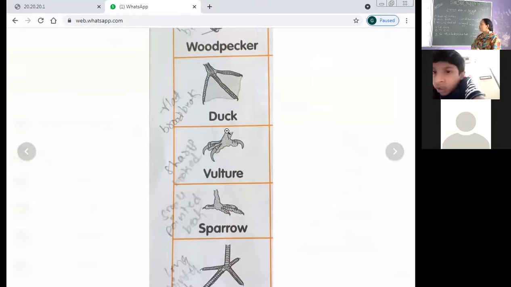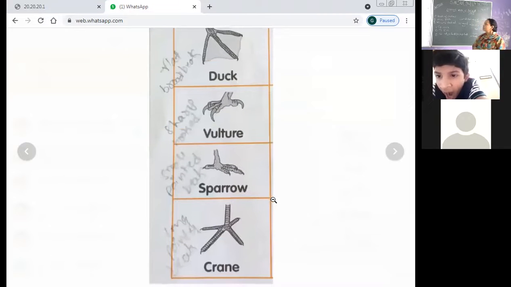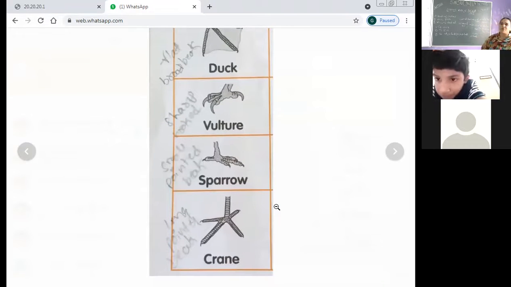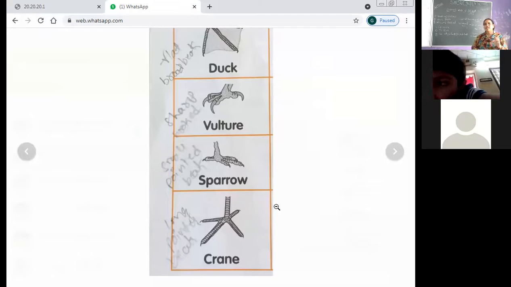Next comes the sparrow. The sparrow has four toes, three in front and a smaller one at the back, and they are very small and somewhat curved. These toes and claws help the sparrow tightly hold the branches, since sparrows live on tree branches.